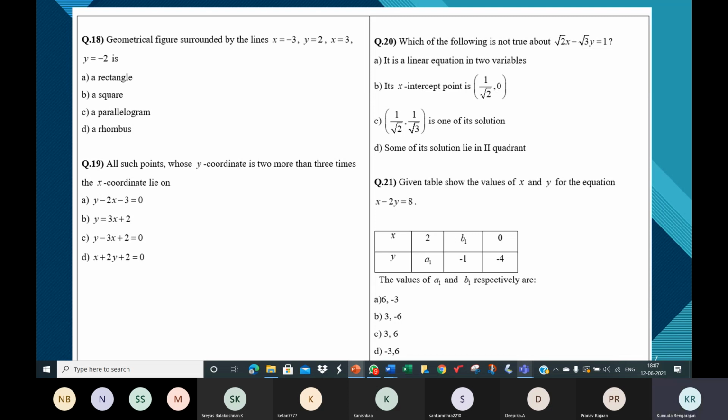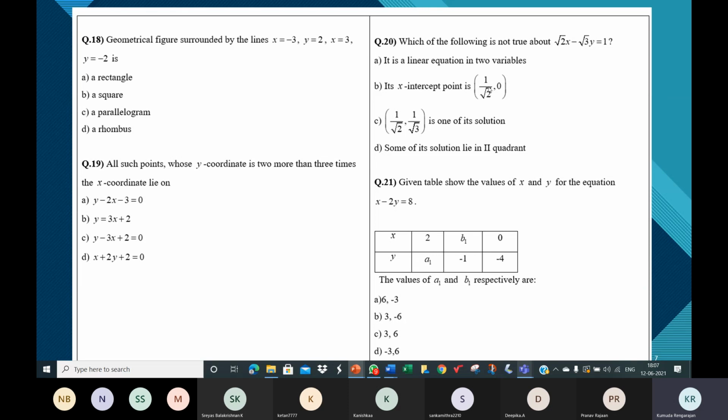1 by root 2, 1 by root 3 is one of its solutions. So again, substitute in place of x 1 by root 2, in place of y 1 by root 3. If it is 1 by root 2 comma 0, it cannot be 1 by root 2 and 1 by root 3. See, for one x value, you will have only one y value. For a particular value of x, you will have a unique value of y. You cannot have 1 by root 2 comma 0 and 1 by root 2 comma 1 by root 3.